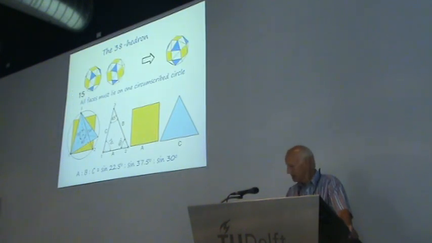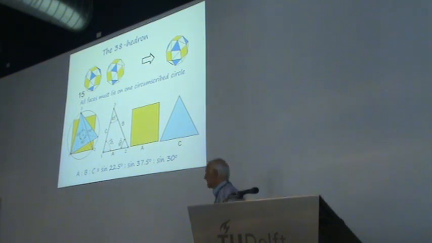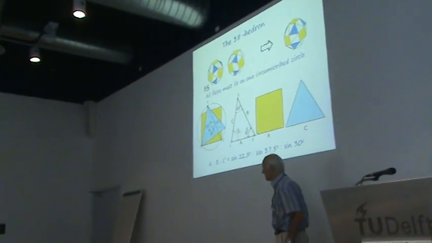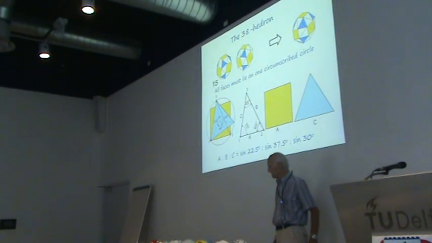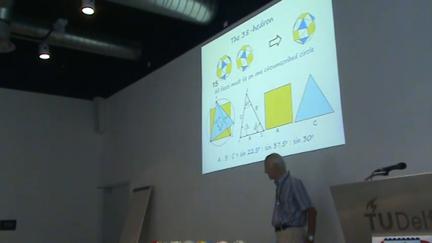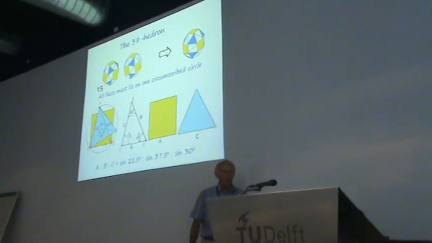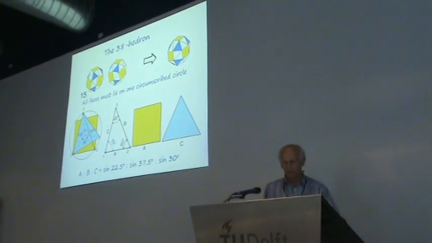numbers, integer numbers. Well, the 38-hedron is the more difficult. That is the one over there. Well, I thought I had a model of that now. I haven't got that, but I'll come to it later. But you see, the problem is there.